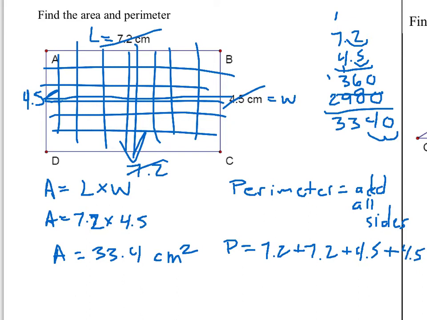Yes, Manuel? Isn't the area of the rectangle 32.4? Because 4 times 2 is 8, and then 4 times 7 is 28, not 29. Something like that.